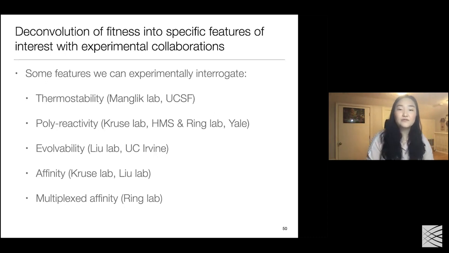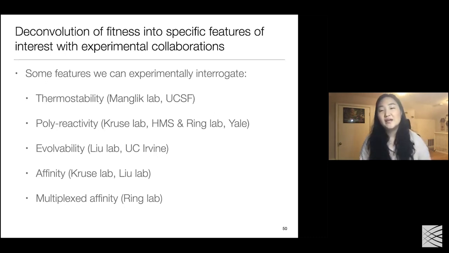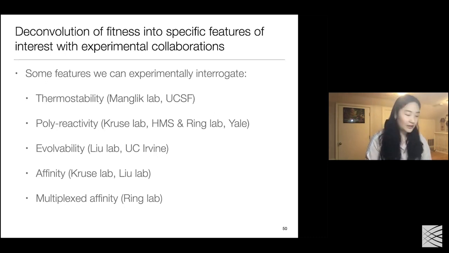And all of these five labs, including our own, have come together to form kind of a large nanobody team. And meeting with them and collaborating with them has really opened doors in terms of what we can answer experimentally and computationally to design better nanobodies and better nanobody libraries and speed up the overall process of nanobody discovery.